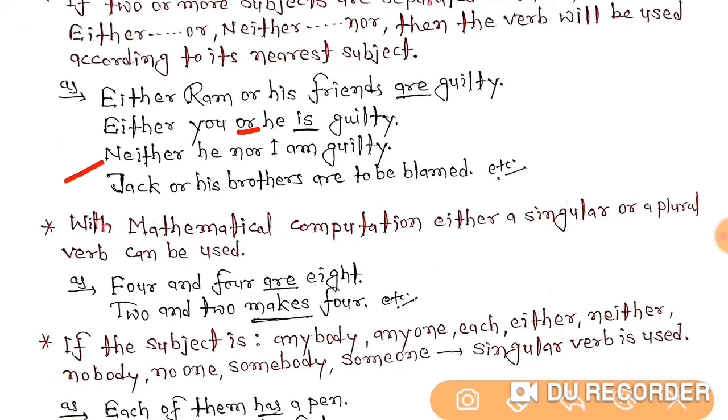Okay, next, neither he nor I. So see here, nor. Here I have done I, so I have used what? Am. Neither he nor I am guilty, right? The last one tells you Jack or his brothers. So here or, so his brothers, so brothers are plural, that's why are.